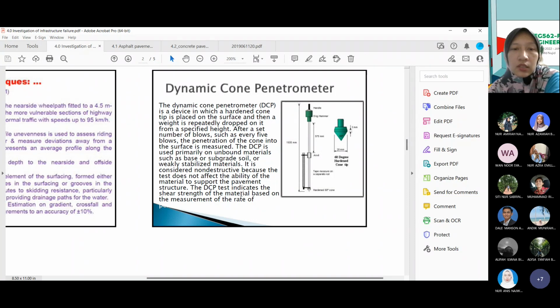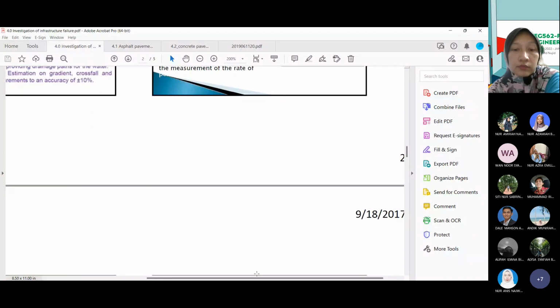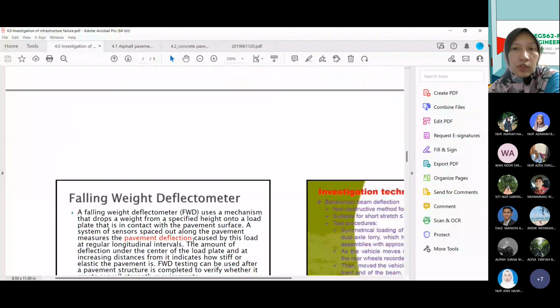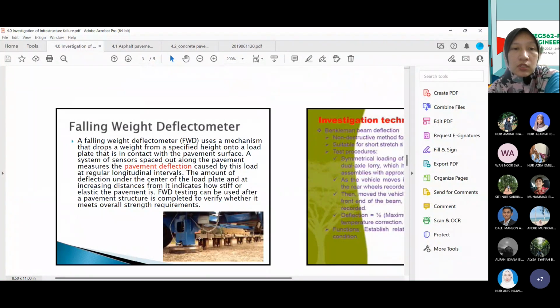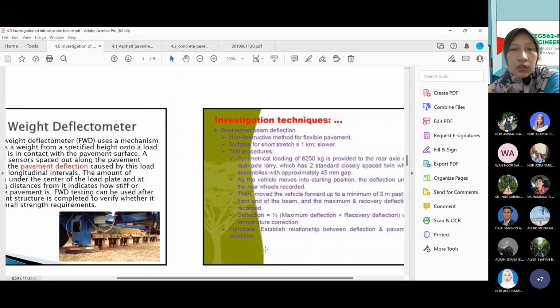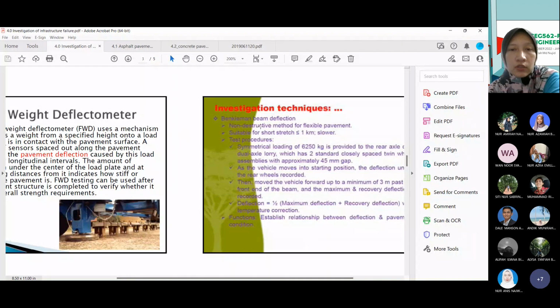So the DCP test indicates the shear strength of the material based on the measurements of the rate of the material. The next one is the falling weight deflectometer, an investigation technique such as Benkelman beam deflections. It is one of the non-destructive methods for flexible pavement, suitable for short stretches of less than 1 kilometer or slower. So these are the procedures listed to be carried out on site.